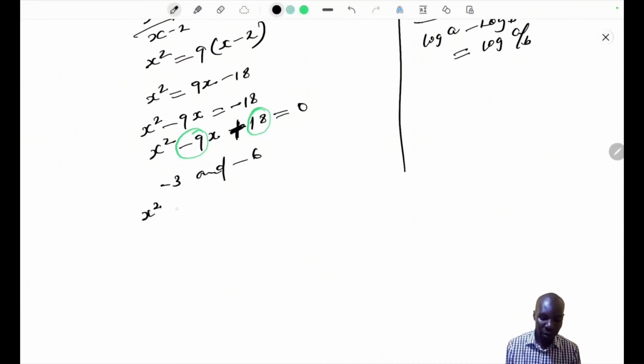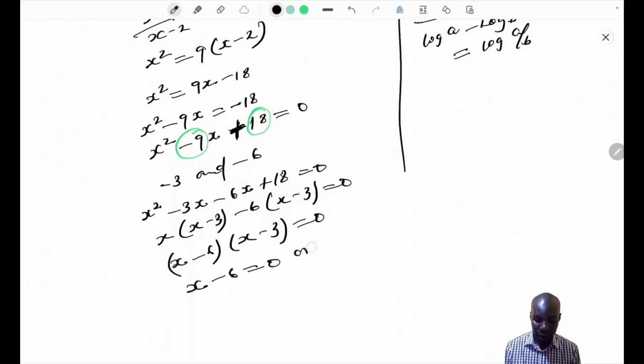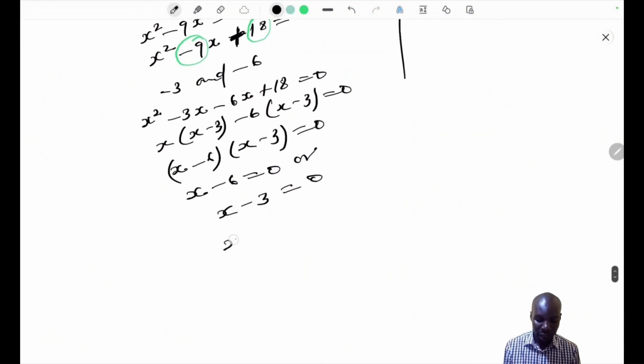So we'll have x squared minus 3x minus 6x plus 18 equal to 0. Collect the like terms, we'll have x in bracket x minus 3 minus 6 in bracket x minus 3 equal to 0. So x minus 6 in bracket x minus 3 is equal to 0. So x minus 6 is equal to 0, or x minus 3 is equal to 0. So x is equal to 6, or x is equal to 3. That is the answer.